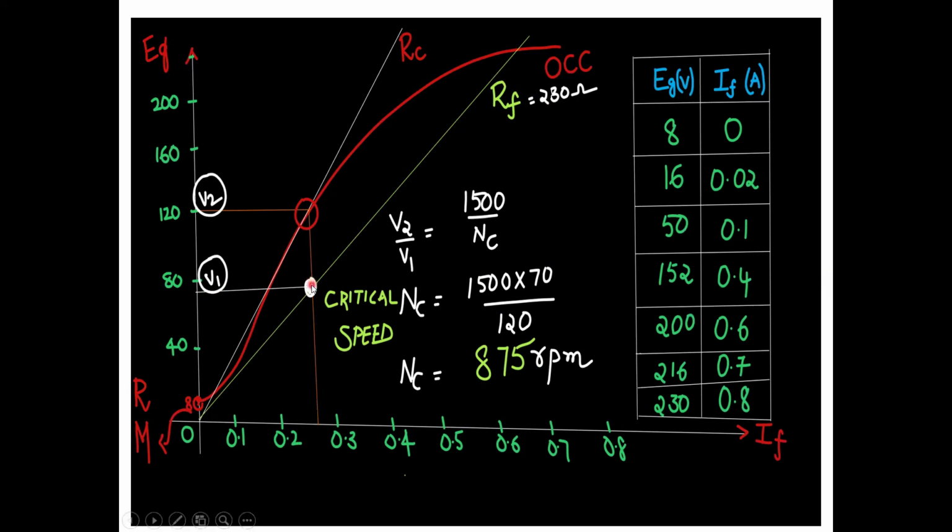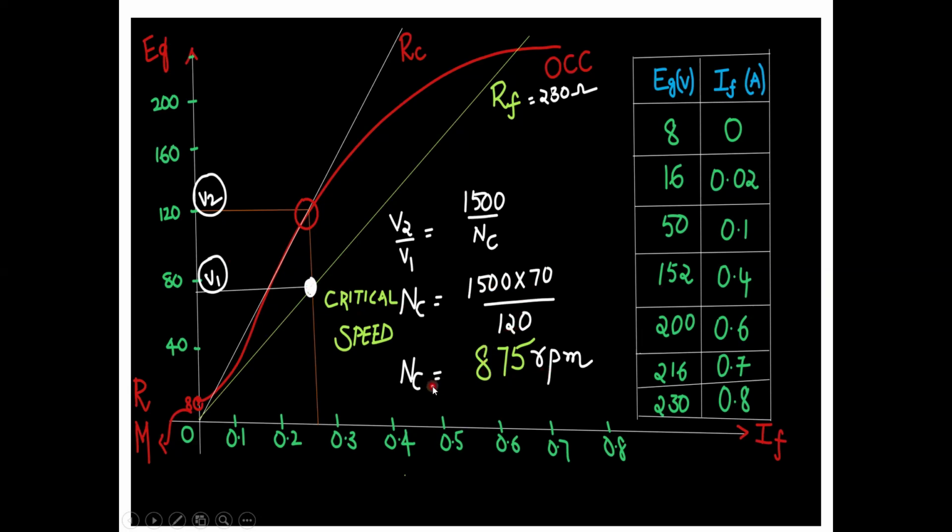Then I can identify this point and draw a straight line like this. These are the two points. This point may be called V1 and this point 0.25. And I can also identify one more point. This one is for the rated speed and this one is the critical speed that you have to find out. This value may be called V2 and this value V1. This speed may be called the rated speed, the red colored line, and this one the critical speed. The formula here is V2 by V1 is equal to rated speed divided by critical speed. I can identify critical speed equal to 1500 into 70 divided by 120. It is approximately 875 rpm, the critical speed.